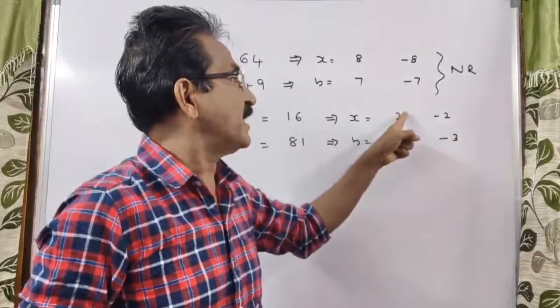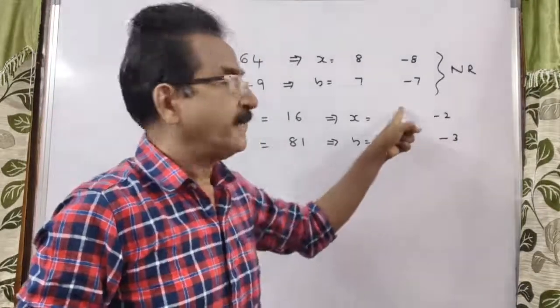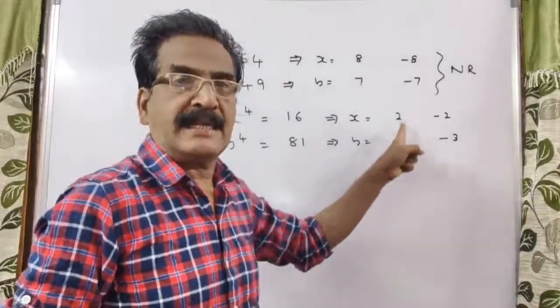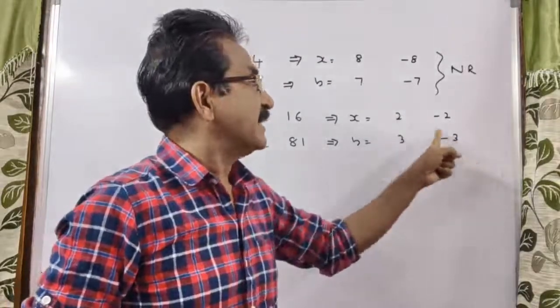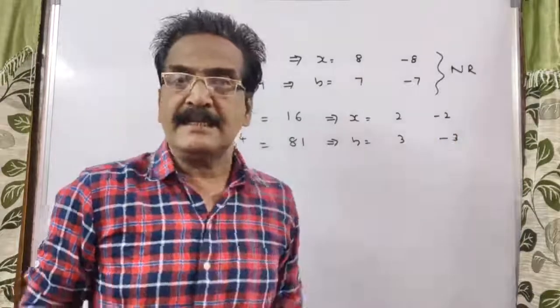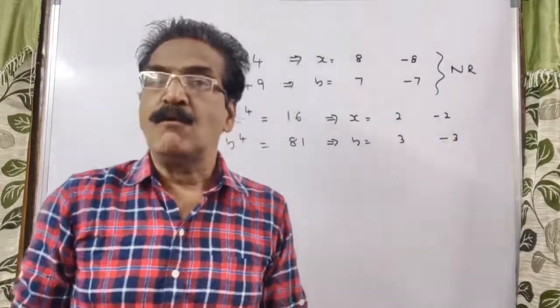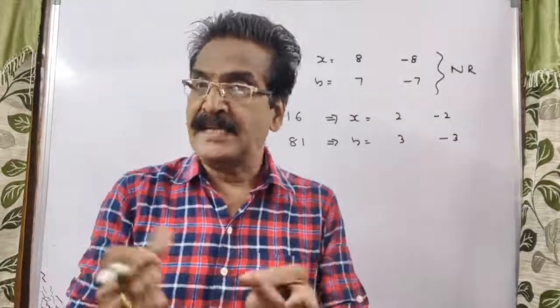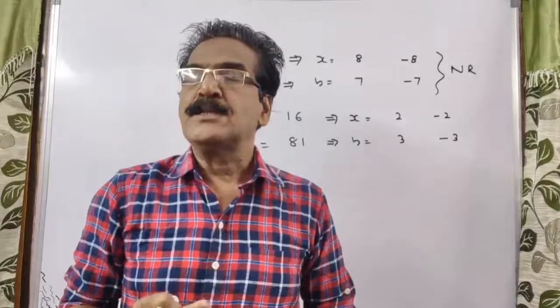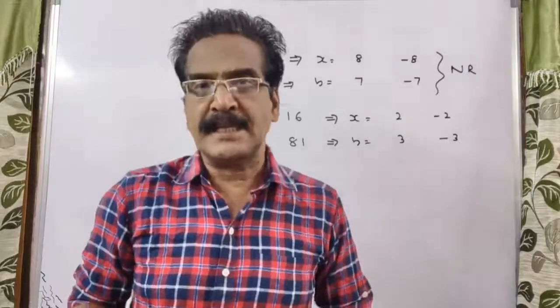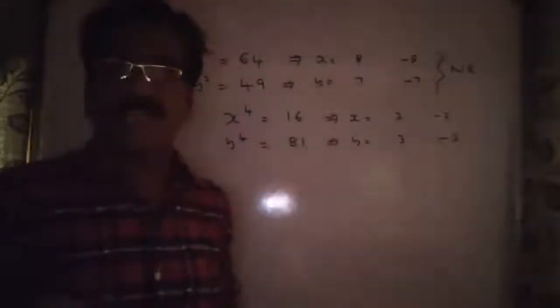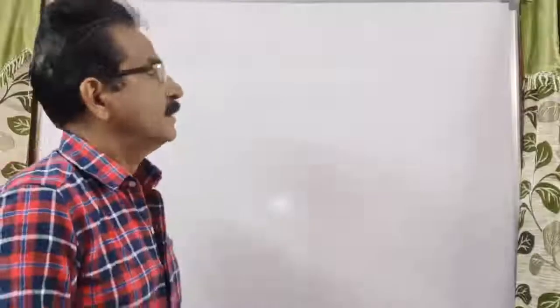So in one case we are getting x less than y, and in another case we are getting x greater than y. One time x less than y, one time x greater than y. It cannot be. So you can't establish any relation between x and y.